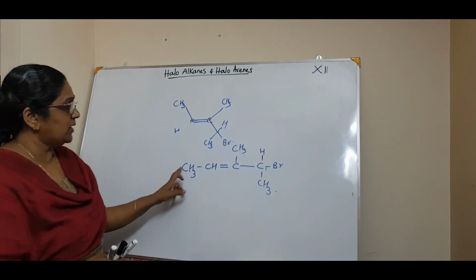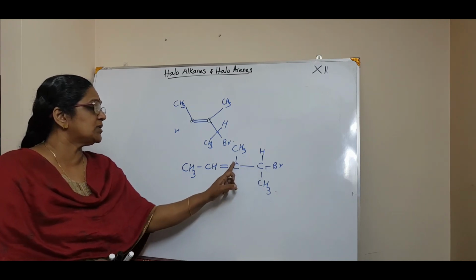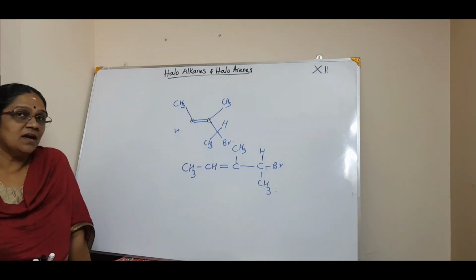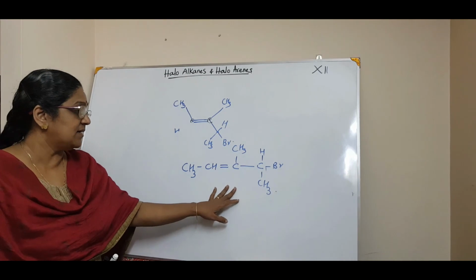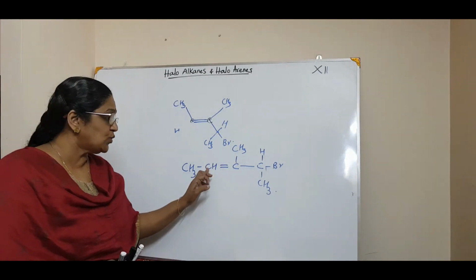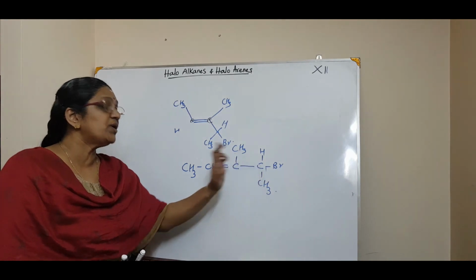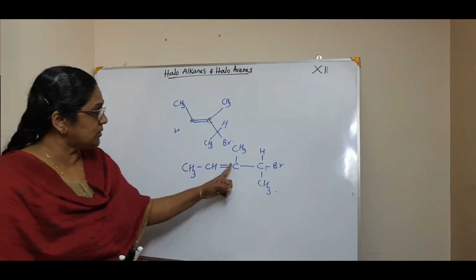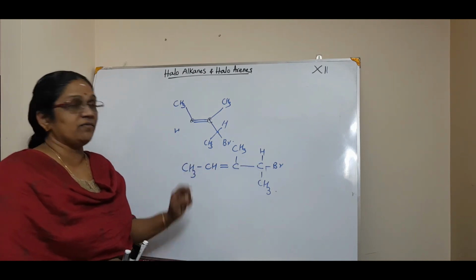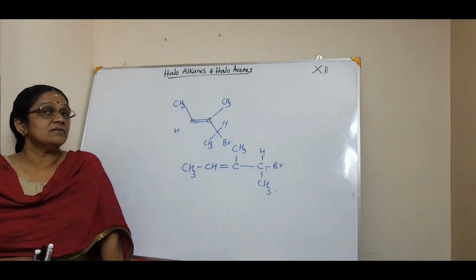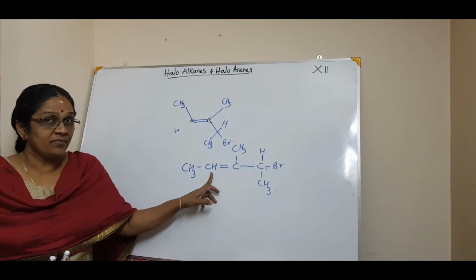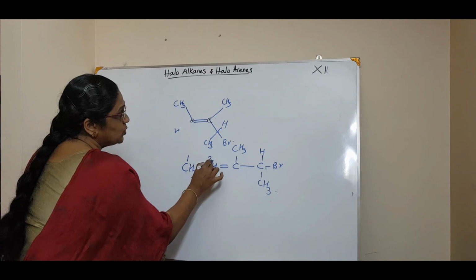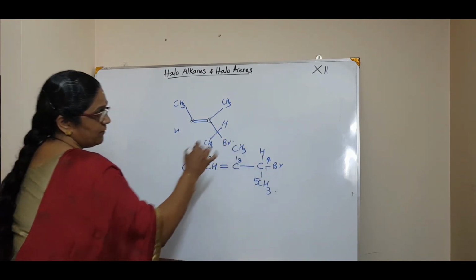So, how will you write? 1, 2, 3, 4, 5. Here there is one interesting thing. What is it? However you number it, this double bond is also at number 2 and the bromine is also at number 2. See? 1, 2, 3, 4, 5. Now, who will get the priority then? Definitely, who will get the priority? That is double bond, isn't it? So, you will number it as 1, 2, 3, 4 and 5.